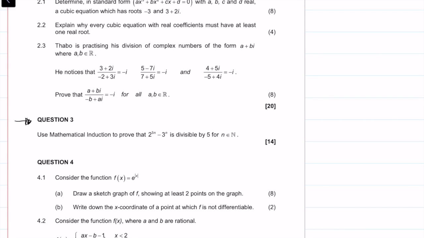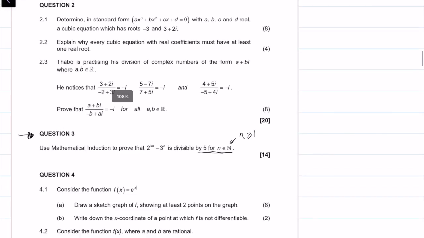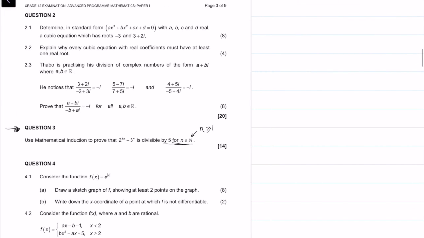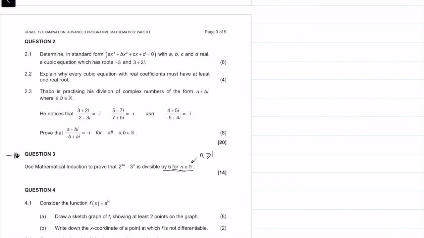So basically the question says, use mathematical induction to prove that 2 to the power of 3n minus 3 to the power of n is divisible by 5, for n is a natural number. For natural numbers, obviously that means n is greater than or equal to 1. This is a bit different to the normal proof by inductions that we do, but once we understand what's actually happening, it's not too difficult. So this is question 3.